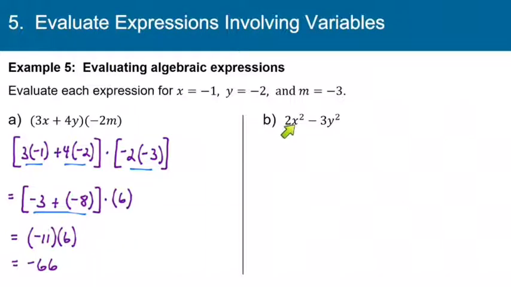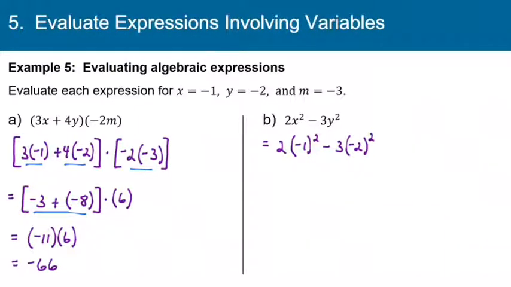Now let's look at part B. So we have here 2 times x squared minus 3 times y squared. Of course, we are substituting negative 1 in place of the x and negative 2 in place of the y. Okay, now remember your order of operations. First, do any operations inside grouping symbols. I do have grouping symbols here, but no operations inside them to do.